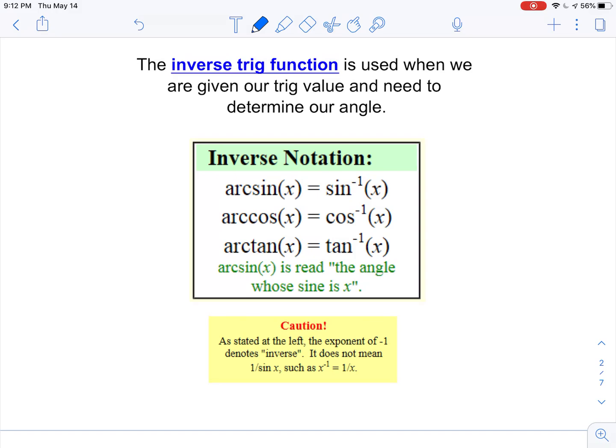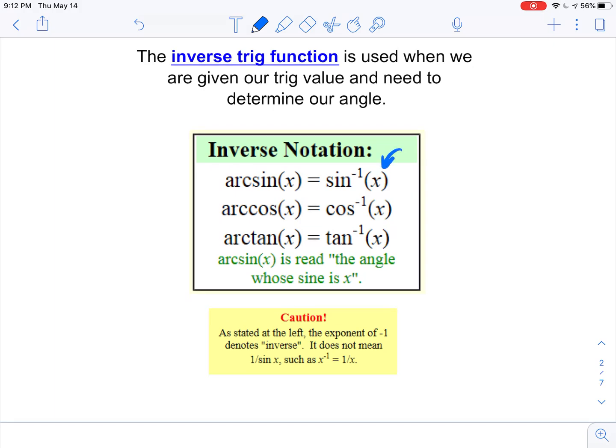Okay, the inverse trig function is used when we are given our trig value and need to determine our angle. So in the last question, sine was equal to 1/2. We have the trig value. We're looking for the measurement of theta. A lot in the past, they used to use arcsine, arccosine, arctangent. I don't see too much of that. I tend to use this notation over here on our right side. Sine with the little -1 of x, cosine with the little -1, tan with the little -1.